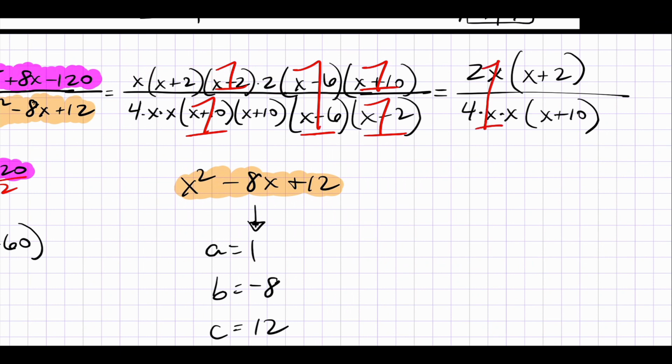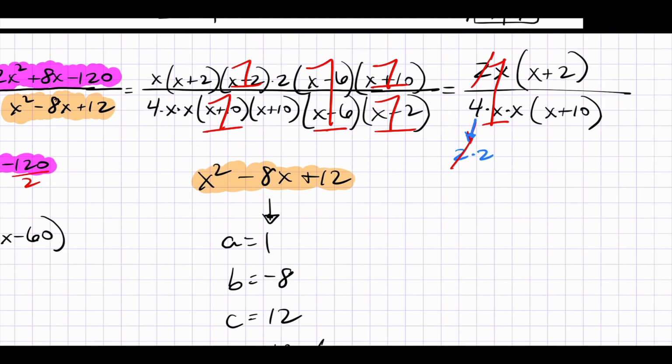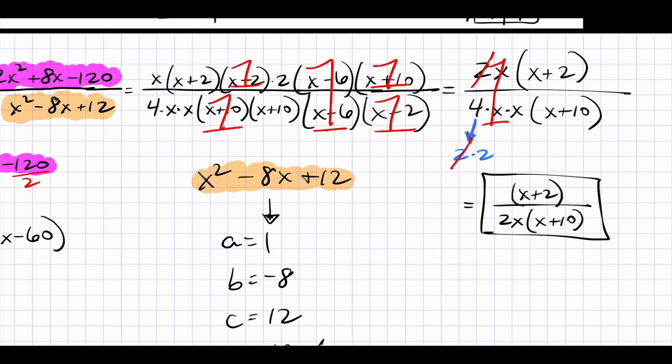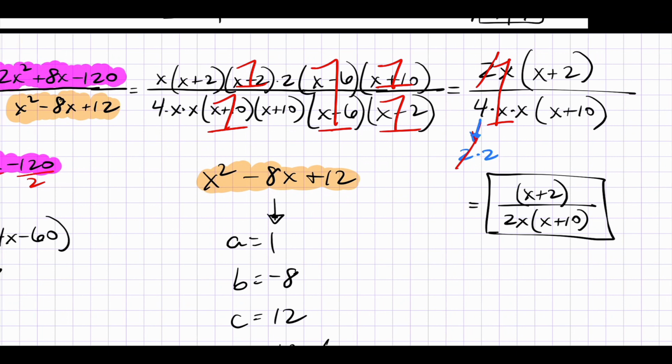The x's I can cancel out. They're both monomials. I can cancel out the top x with one at the bottom. And 4 is 2 times 2, which cancels out with one of those 2's. So I got x plus 2 on top and 2x, x plus 10 on the bottom. And you are done. That's as hard as they'll get. They won't get any harder than that.